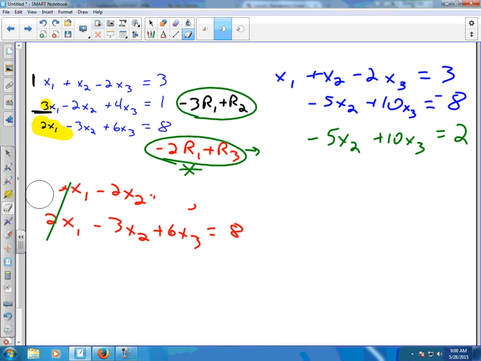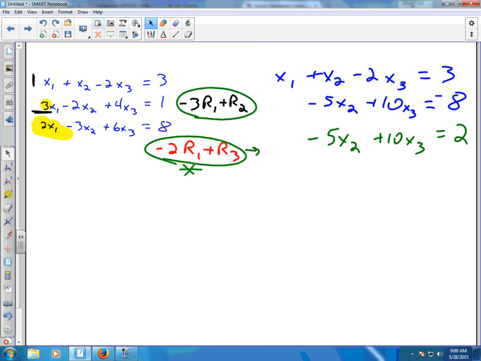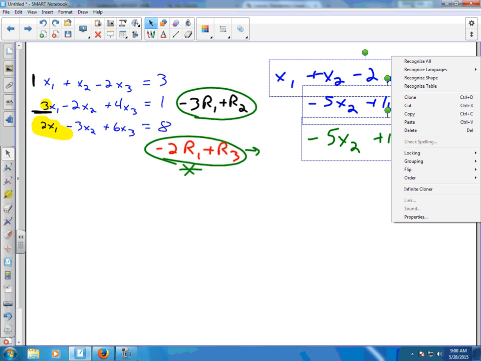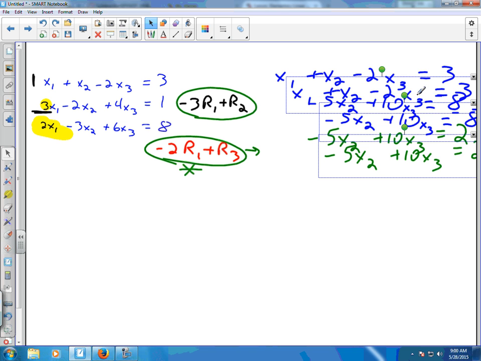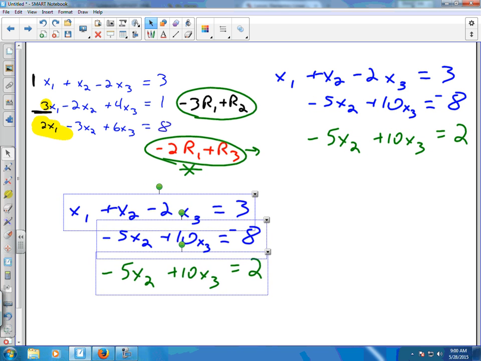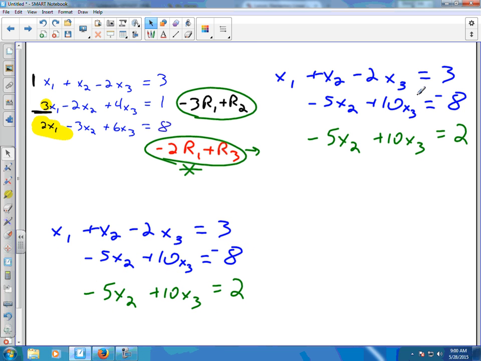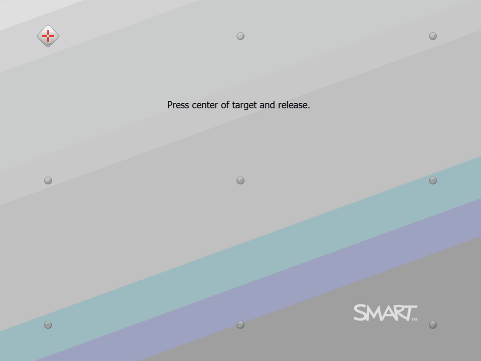Now, in case we didn't pick up on that, let's work this down a little farther into row echelon and see what it would look like when we got to the end. And I'm going to realign this board real quickly. It's off over there.